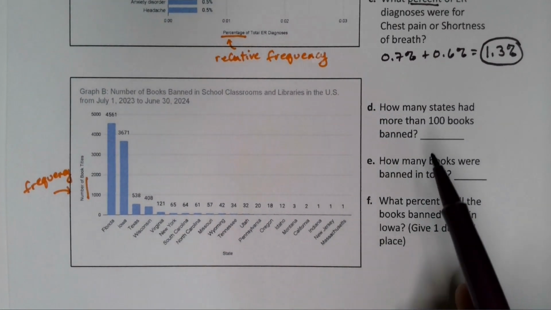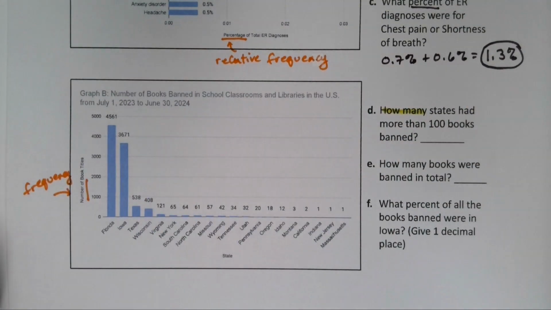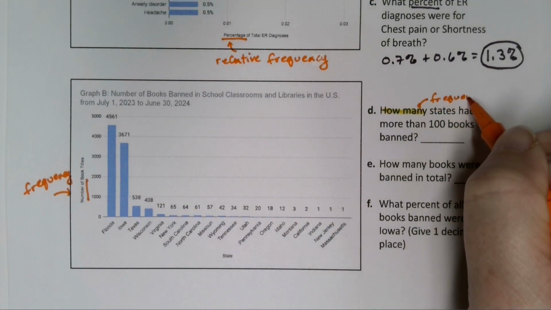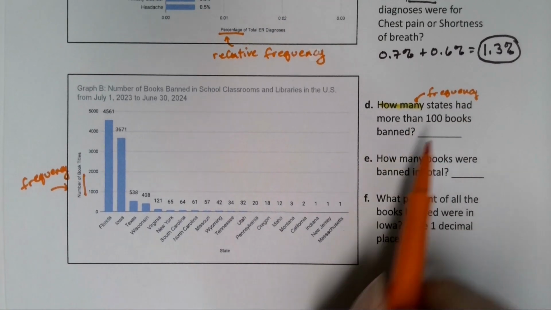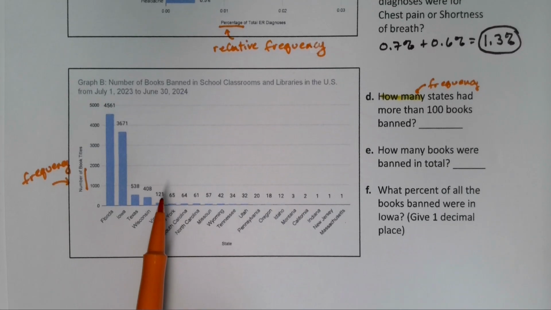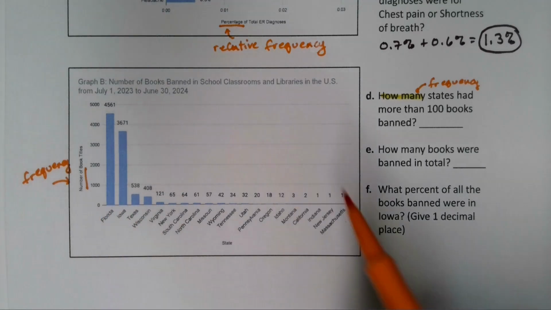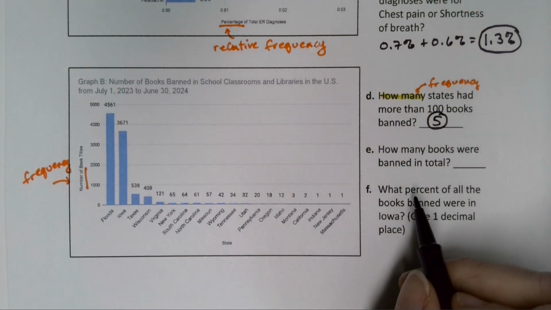Okay, what about if they give them to you as whole numbers? Well, then it's saying how many, right? How many is a frequency question, right? You can tell. So this is a frequency question. So it wants you to add up, in this case, how many states, right? How many were more than 100? So more than 100 would be 1, 2, 3, 4, 5, right? Virginia, Wisconsin, Texas, Iowa, Florida. So 5 states. 5 states had more than 100 books banned.